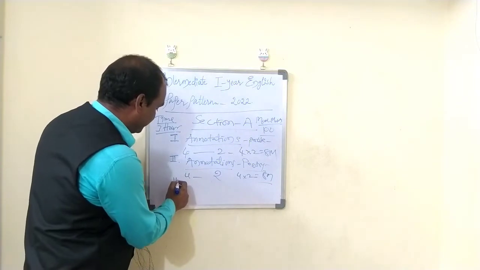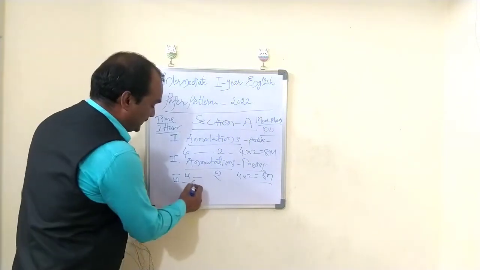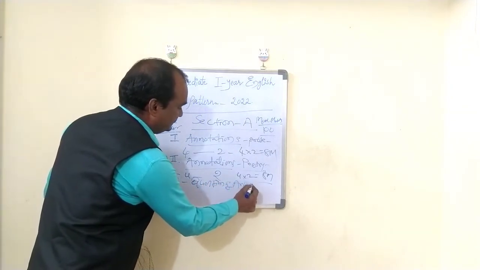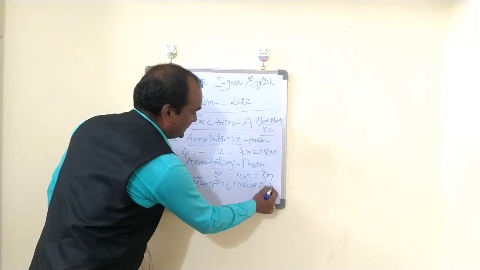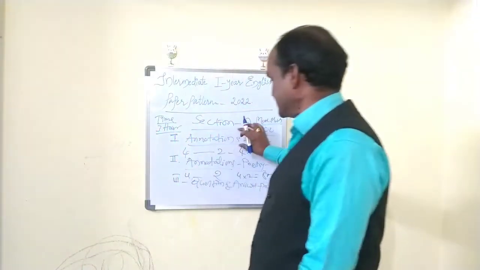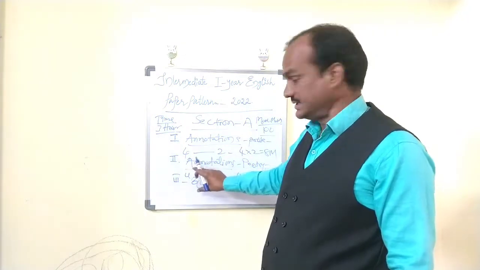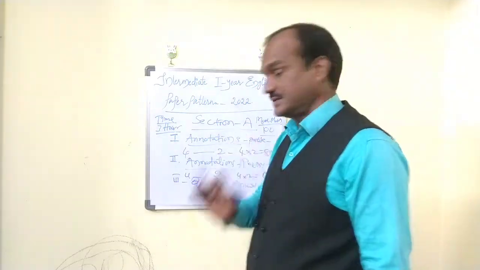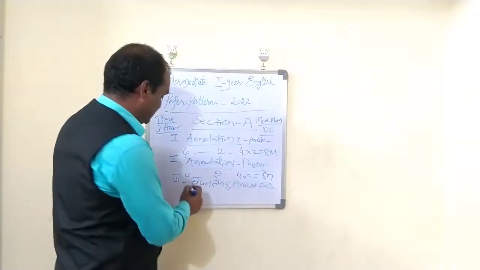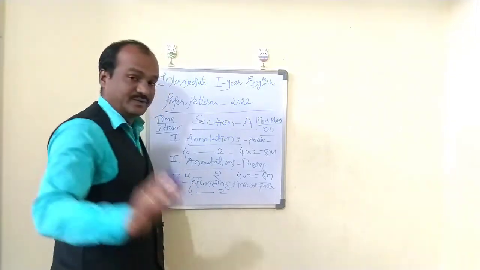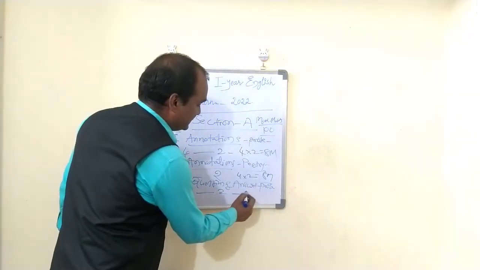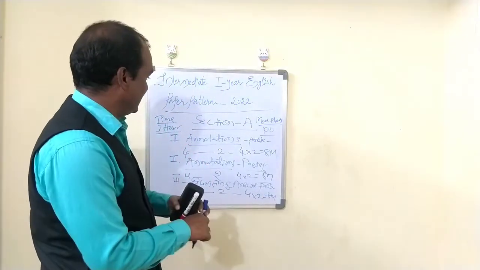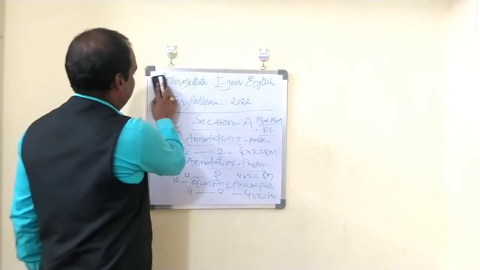Next, the third is question and answers from prose. You see, the first one is annotations from prose, the second bit is annotations from poetry, and the third bit is question answers from prose. Again, 4 questions will be asked, out of which we need to write any two, and each carries 4 marks. 4 into 2, again you will get 8 marks here.